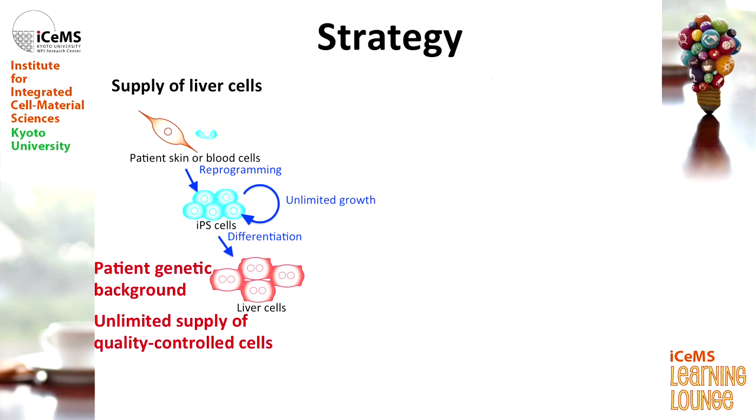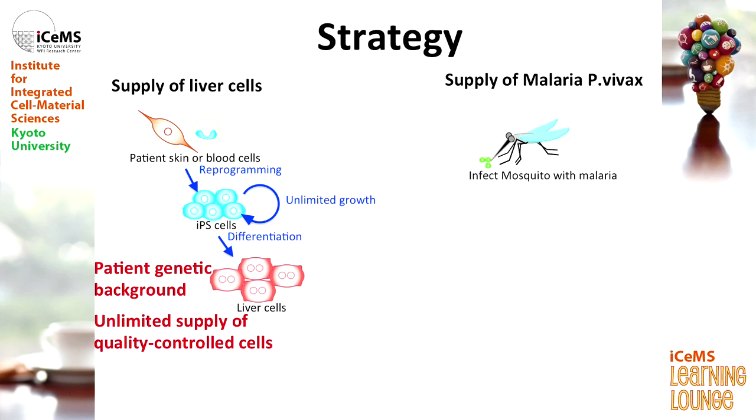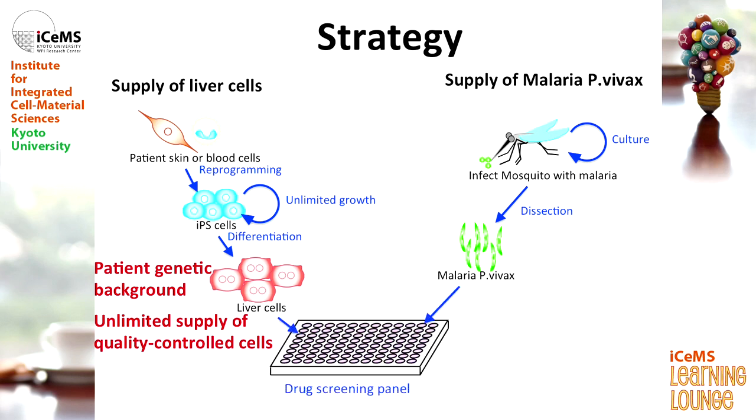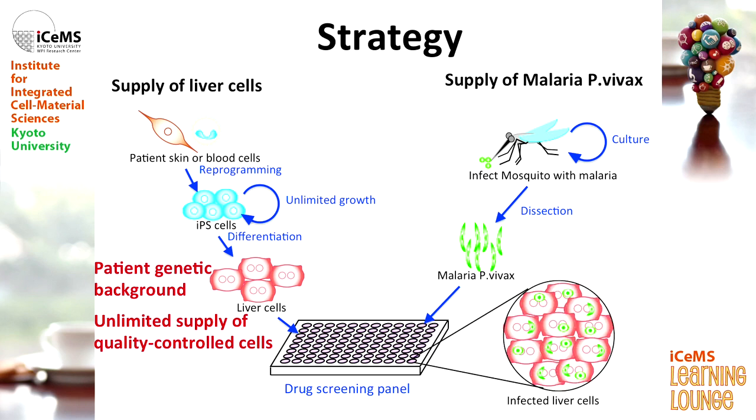liver cells. On the other hand, we make a supply of malaria P. vivax. First, we infect mosquitoes with the malaria and culture them until the malaria grows inside. After it grows, we dissect out the malaria. Now, two components are available. We combine them in a drug screening panel like that. Each spot should have infected malaria suitable for testing drug candidates.